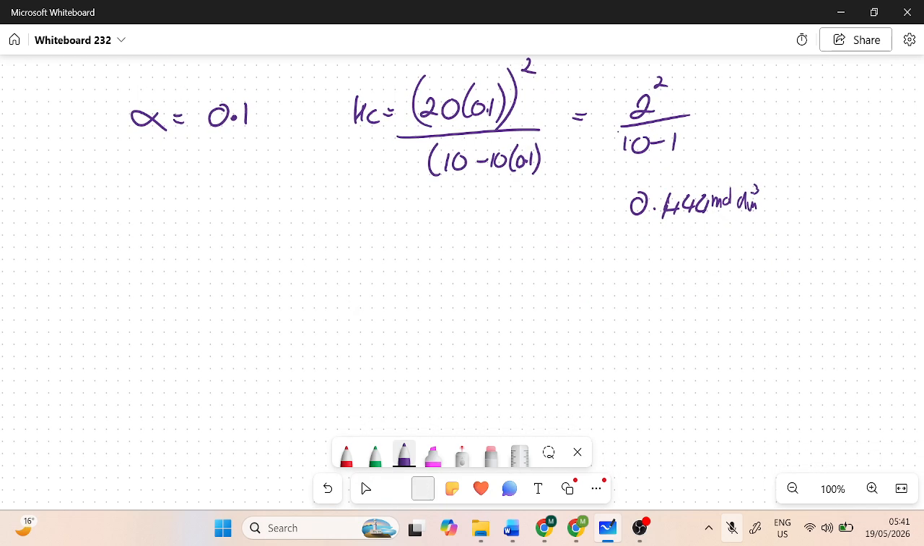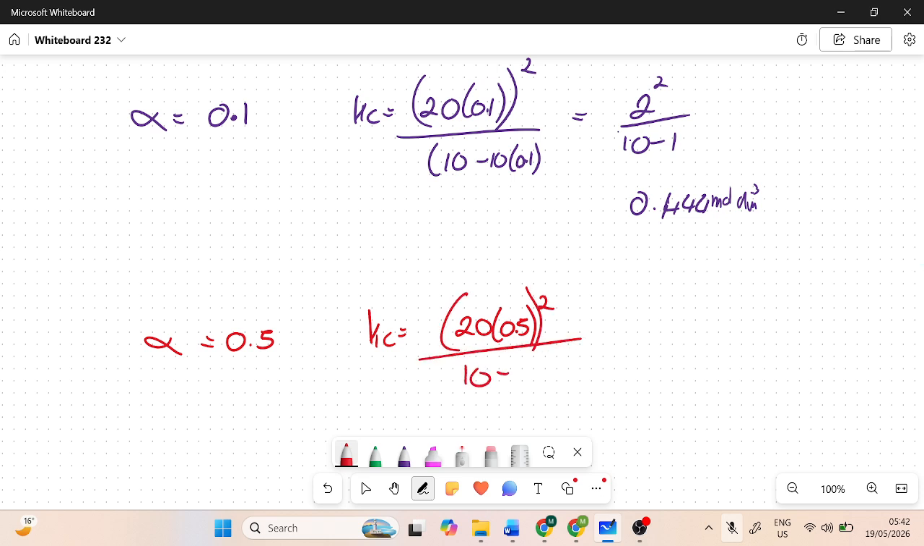If on the other hand alpha equals 0.5, then Kc is equal to 20 times 0.5 all squared over 10 minus 10 alpha, which is equal to 10 squared over 10 minus 5, which is equal to 20. So here we see that just by changing alpha, we can find Kc. That is all the degree of dissociation.